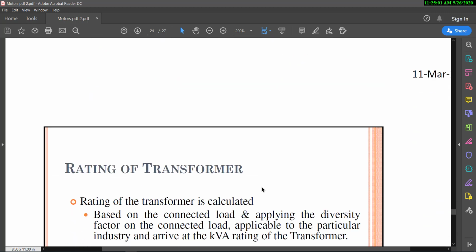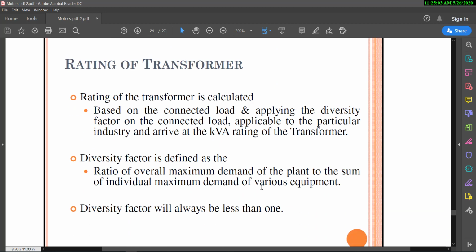Next, the rating of a transformer is calculated based on the connected load to the transformer, applying the diversity factor on the connected load applicable to the particular industry, and arriving at the kVA rating of the transformer.